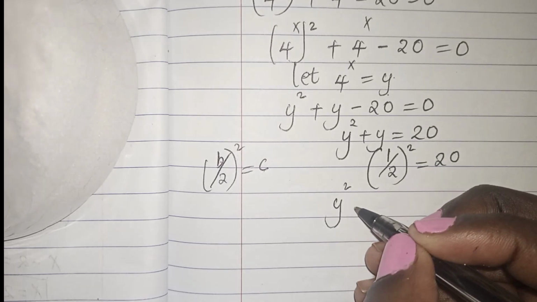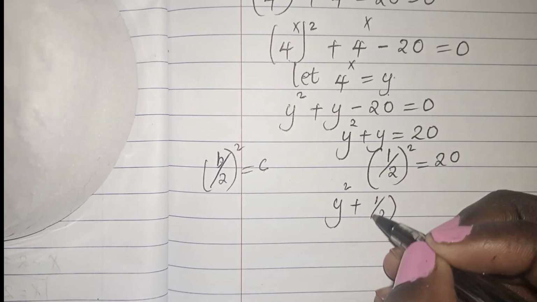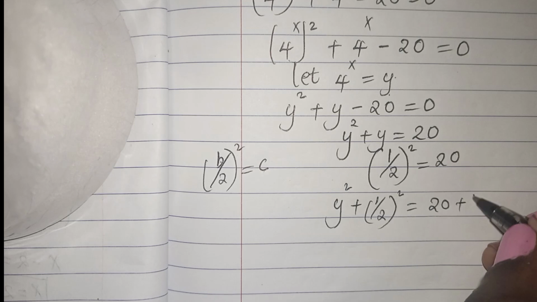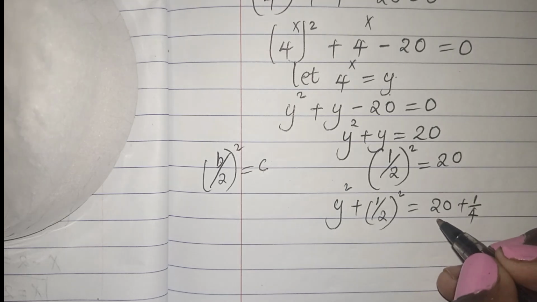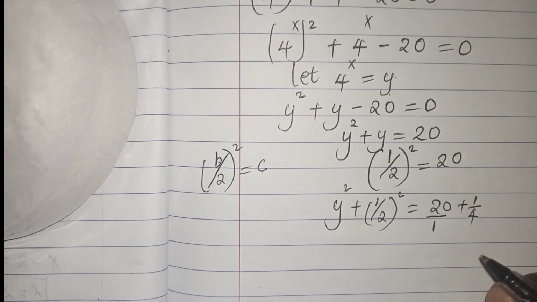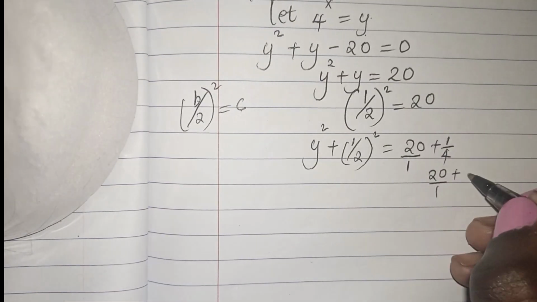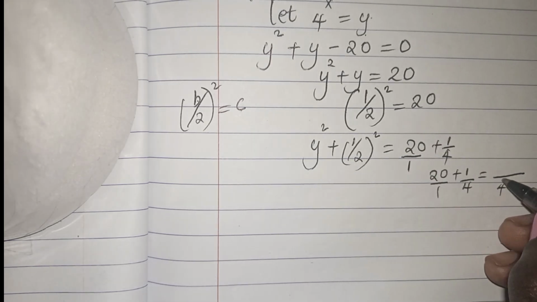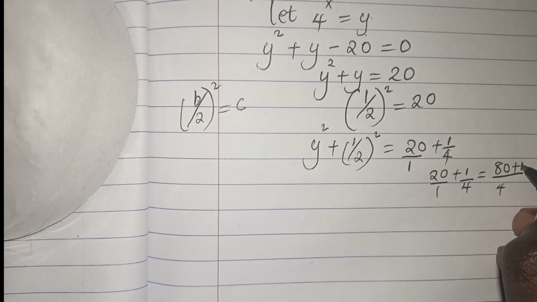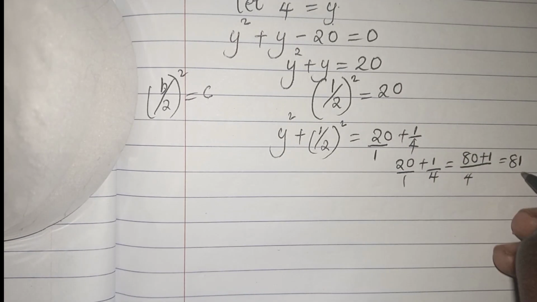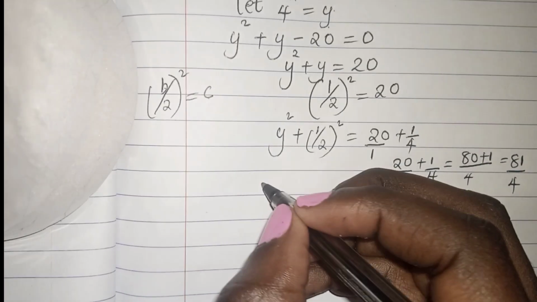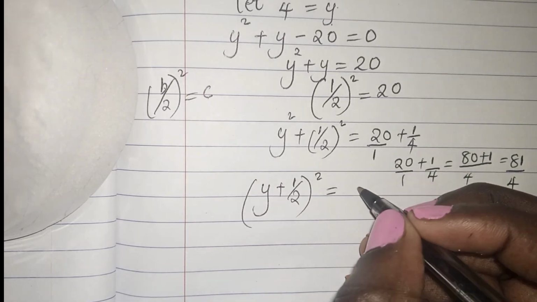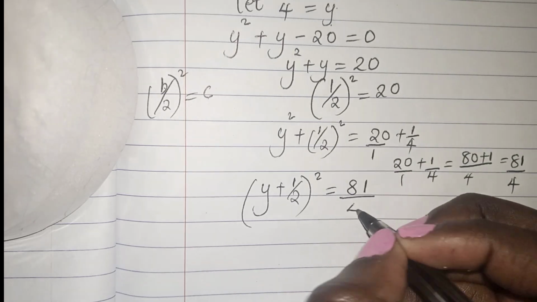So y squared plus (a half) squared is equals to 20 plus (a half) squared, this is 1 over 4. So let us make this a fraction over 1. So 20 over 1 plus 1 over 4 is equals to, so this will be 2 there, 80 plus 1, which is 81 over 4, right? So (y plus a half), all this squared is equals to 81 over 4.